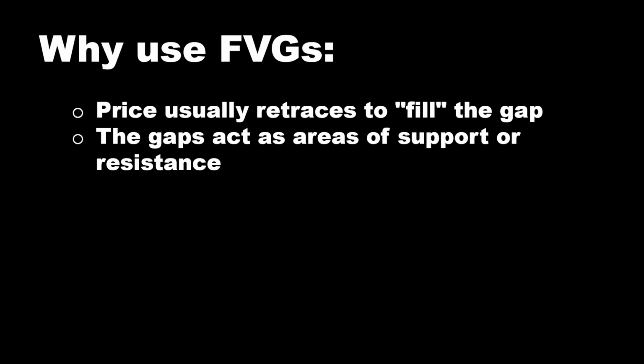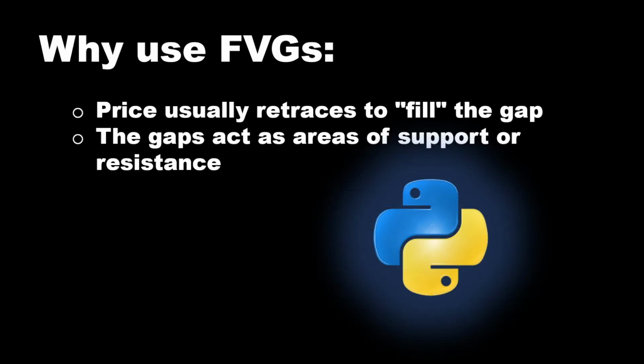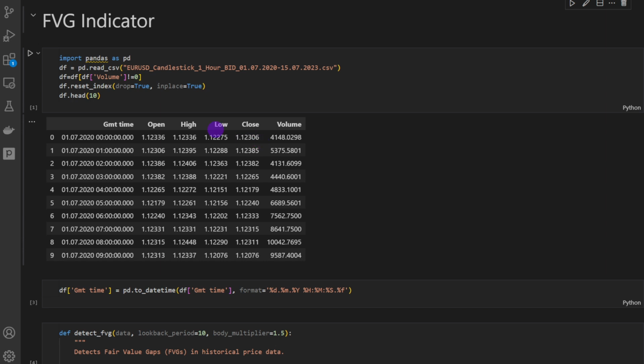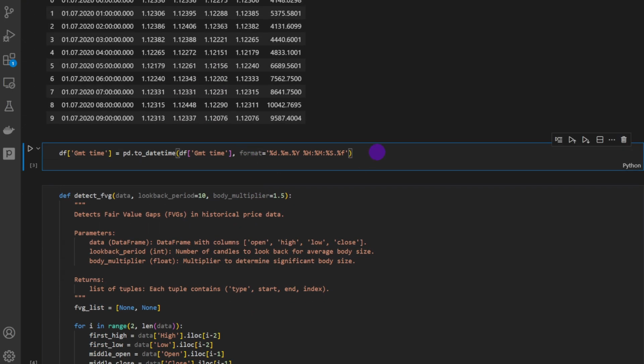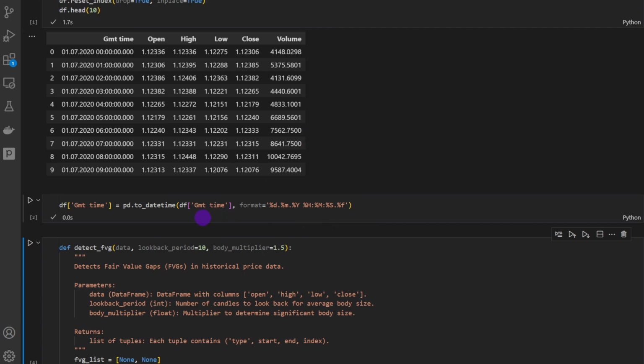Now let's move on to the coding part and see how to write this in Python. So this is our Jupyter notebook file. I'm importing pandas, reading from a CSV file the Euro US dollar candlesticks, 1 hour time frame, from 2020 up to 2023. So this should be enough to demonstrate if the algorithm is working. I'm applying some quick cleaning, removing rows or candles where the volume is equal to zero. And then we're adjusting the format of the GMT time column in case you need to use it.